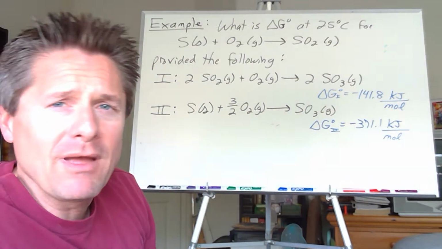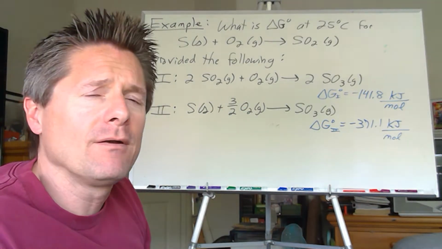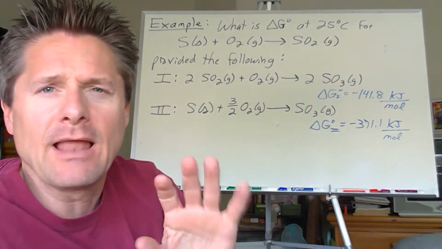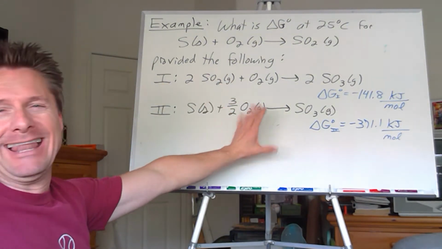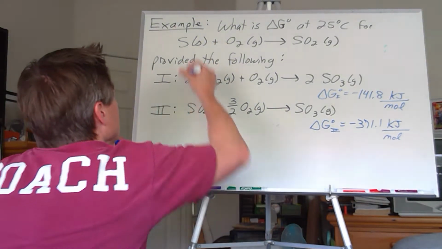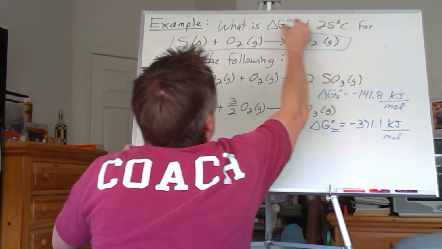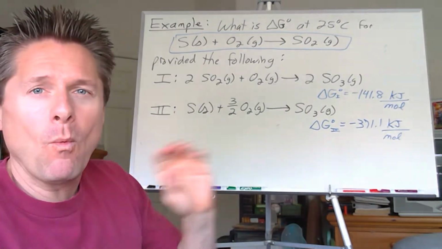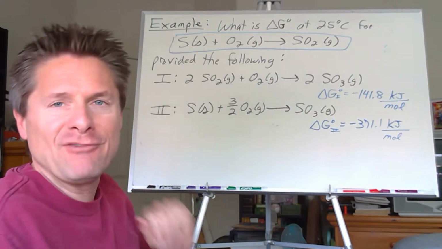Do we have to multiply them by 3 or 4 or 1/2 or 1/3 or 9.7 times 10 to the 50? No, that's not going to happen. Let's think about this a little bit. Take a look at the equation of interest. This is what we're after. So I need to get 1 mole of solid sulfur on the left-hand side.